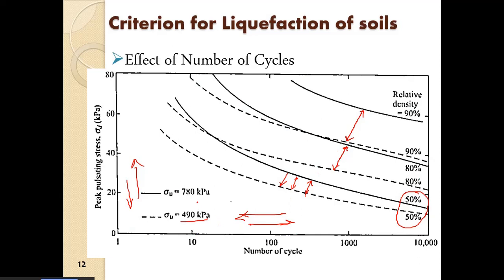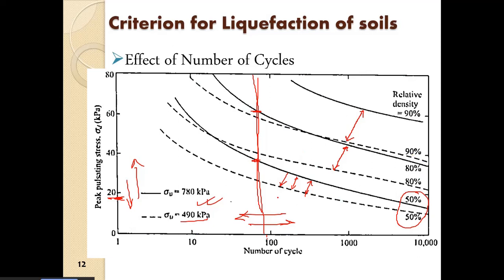So confining pressure and relative density. All right. So with relative density, you can see that for lower relative density, there is less cyclic stress for the same number of cycles. So if we consider hundreds of cycles, for the same number of cycles, there is less cyclic stress for the lower density, and higher cyclic stress for the high relative density.